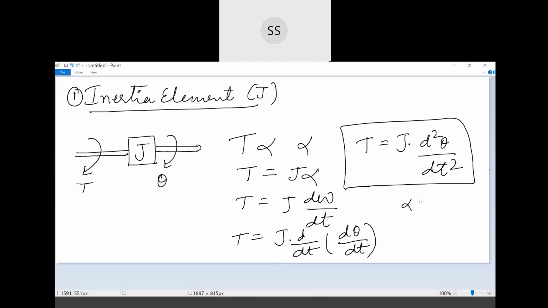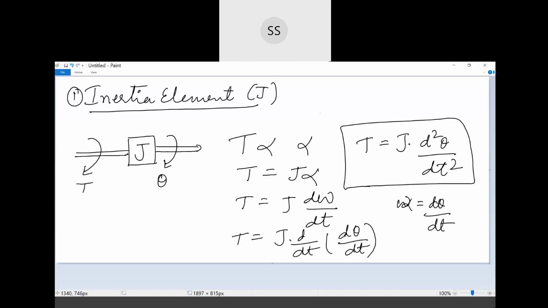So here alpha, which is nothing but angular acceleration. Okay, so you can now replace it. So alpha is d omega by dt, or as omega is equal to d theta by dt, then T is equal to J into d by dt of d theta by dt, or T equal to J into d square theta by dt square. Okay, so therefore alpha is the angular acceleration, and here omega represents the angular velocity.